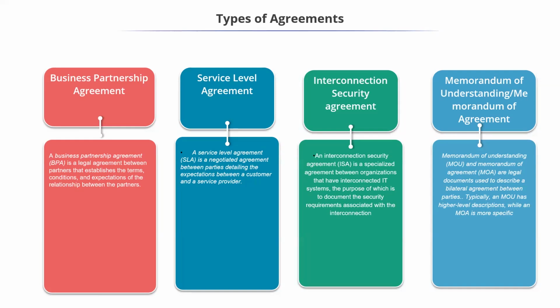Then ISA. Let's take an example. BT has a contract with two suppliers. Those two suppliers need to access BT data. Then definitely a communication link has to be set up between BT and these two suppliers.